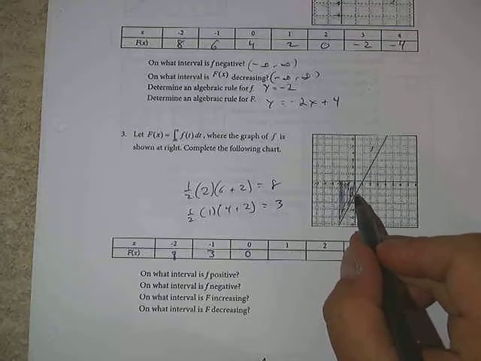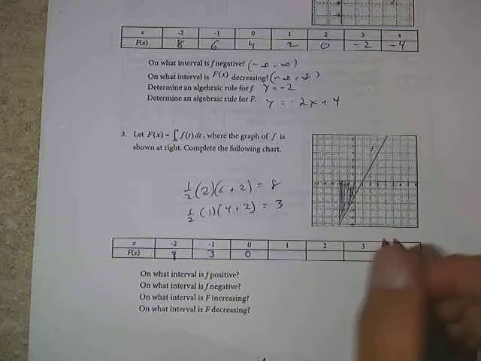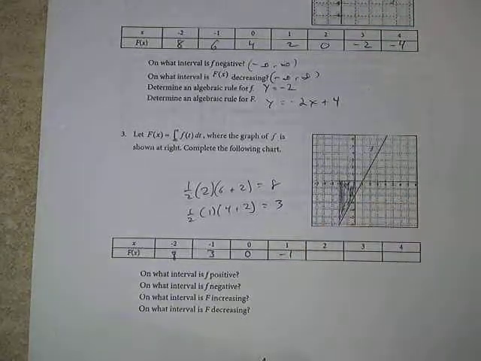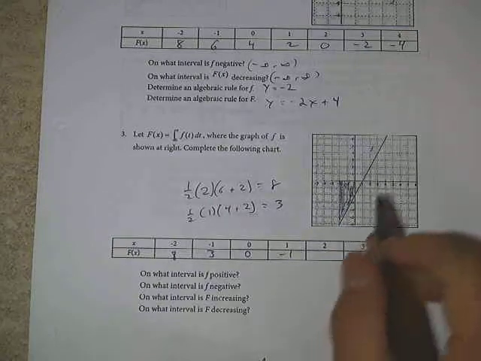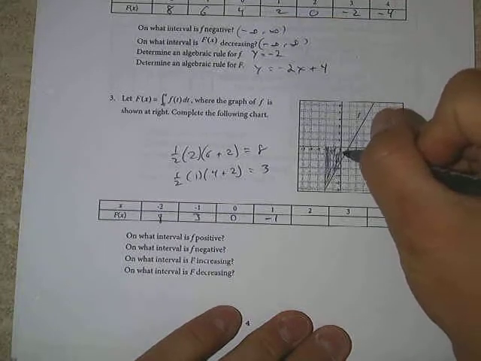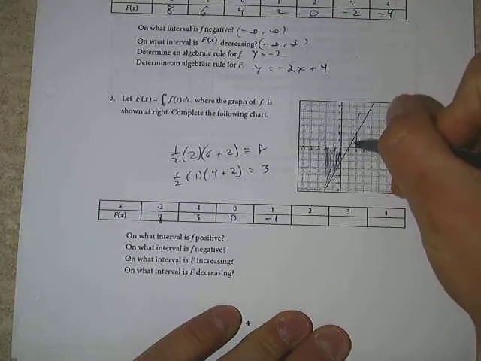How about 0 to 1? If I go 0 to 1, isn't that going to be this triangle right here? Okay. And that would be a 1 by 2 triangle. So it would be 1/2 times 1 times 2, which would be 1. However, that triangle is below the x-axis, so that would be a negative 1.